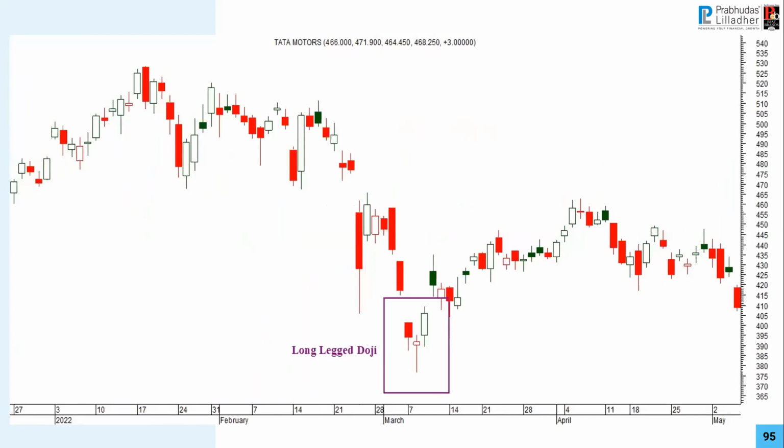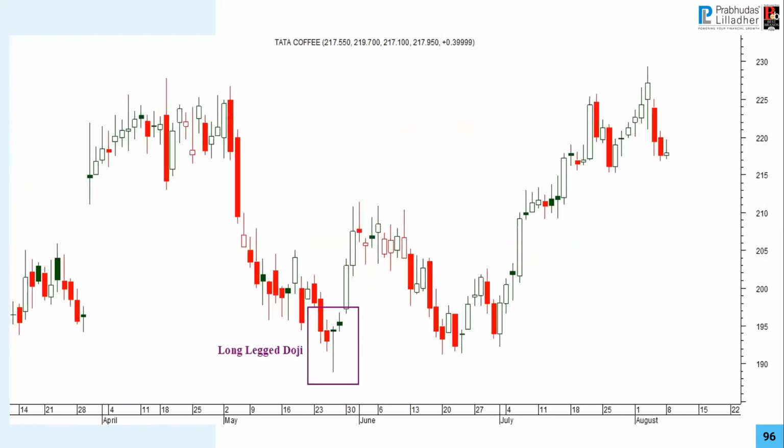This is now the doji which has occurred in the bear run, for a reversal of a bearish formation. This is another long-legged doji, which has happened at the end of the downward rally. And now we are seeing a reversal. Another long leg in Tata Coffee. Have a look, so very prominent. And we are seeing that, yes, the low can act as a stop loss.